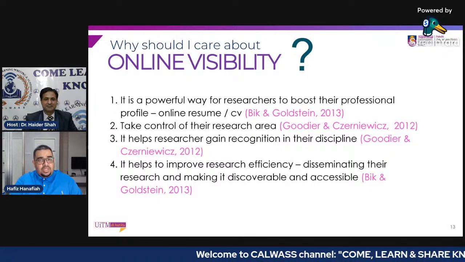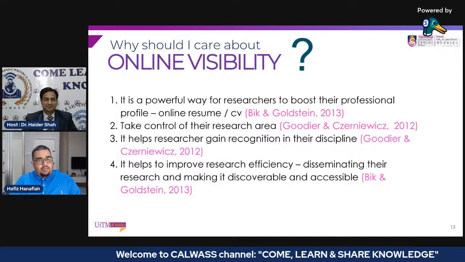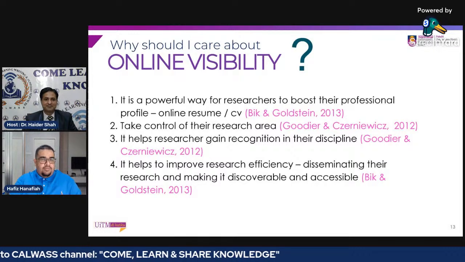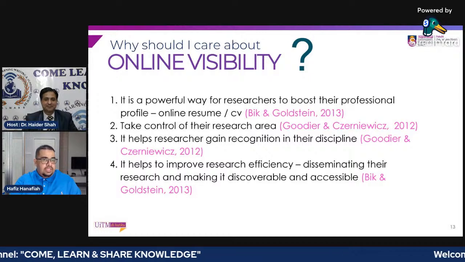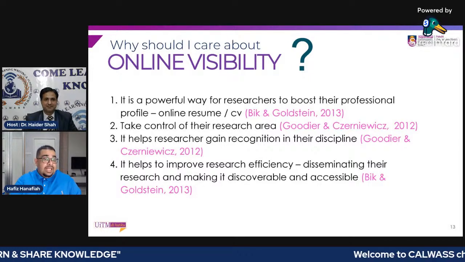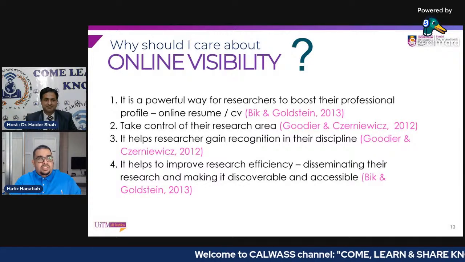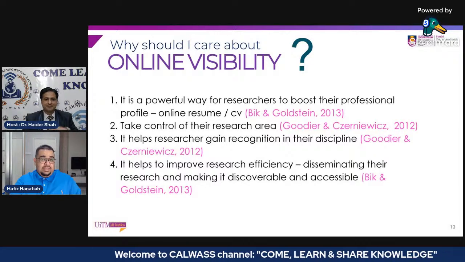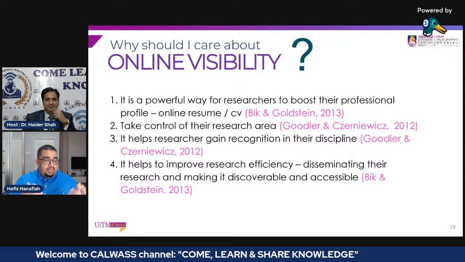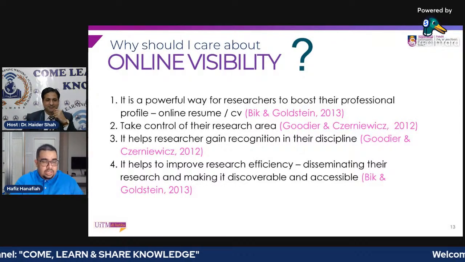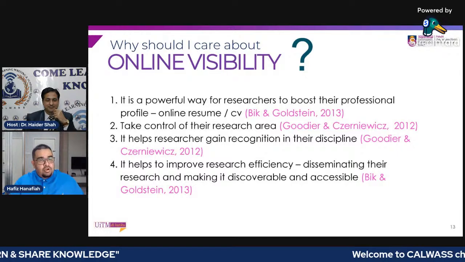So online visibility is a powerful way to boost your professional profile. You have your online resume, you can have your online CV made available and easily downloaded by potential collaborators. And you take control of your research area. You try to proclaim that you are an expert in tourism management, an expert in organizational behavior, an expert in consumer behavior.